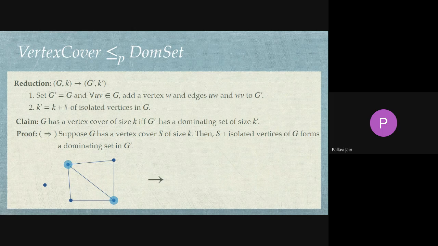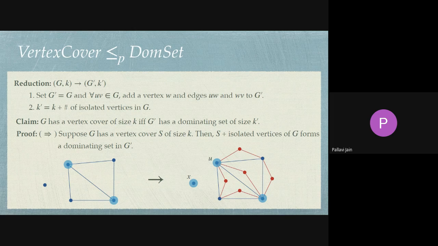From this, S is the vertex cover, and we will also take the isolated vertices in the dominating set. Let's see why this set will actually be a dominating set in G prime. Let's go over all the vertices one by one and see whether those vertices or their neighbors will be in S plus isolated vertices. Let's start with the isolated vertices. This is very simple, because isolated vertices by definition are part of the dominating set. Now let's take some other vertex, some existing vertices, not the new vertices that we created.